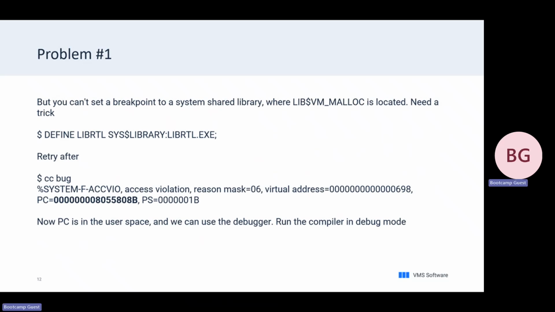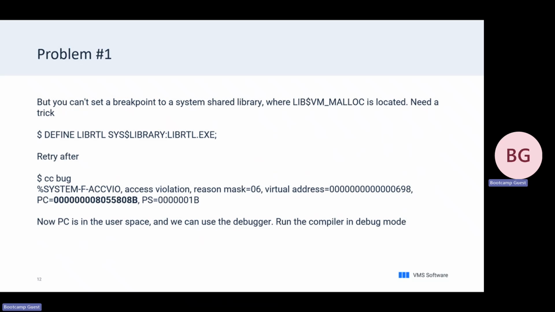But you cannot set a breakpoint in the system shared library, where VM malloc is located. I don't know why. You just can't. So you need a trick. You need to define librtl to the same image, just add a semicolon at the end. I'm not sure how it works, but the semicolon prevents the image activator from doing a known file lookup, so it doesn't look for the installed file. Then we rerun the compiler, and we see that the PC is now in user space.